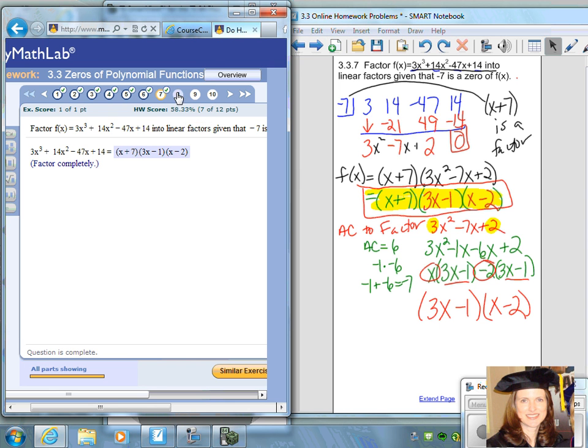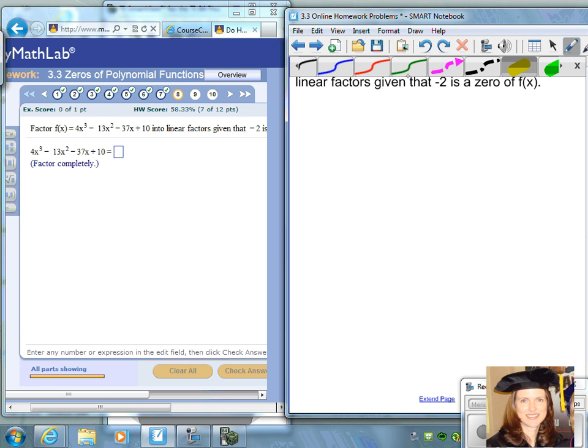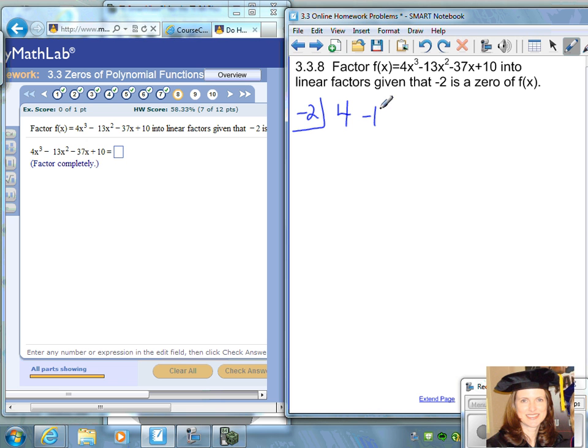Let's move on to number 8. This is a similar problem. Factor f of x equals 4x cubed minus 13x squared minus 37x plus 10 into linear factors given that negative 2 is a 0 of f of x. Since you know that negative 2 is a 0, you're going to put a negative 2 in the box and use the coefficients for negative 13, negative 37, and positive 10. Should be a negative there.